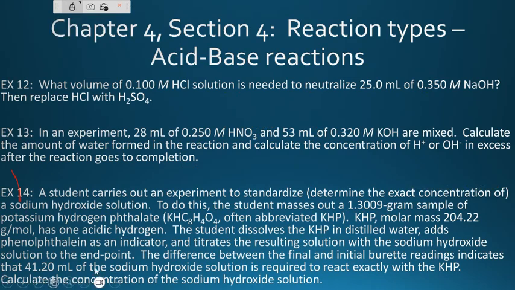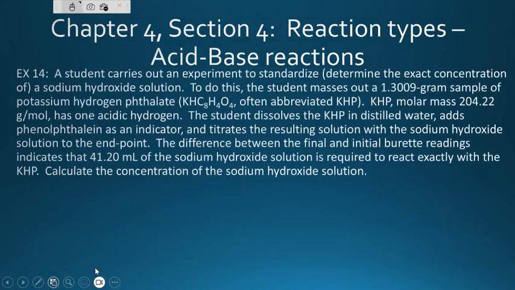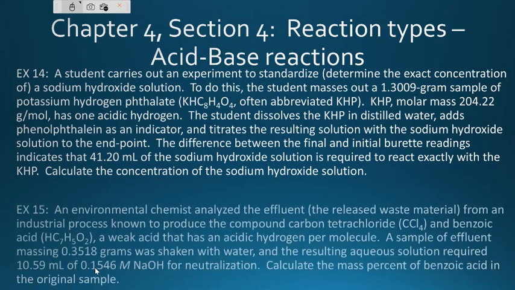Last problem. This is it. This is the last thing that we're going to be taking a look at with this chapter. We're going to be taking a look at the experiment to standard. Oops, this one we've already done. An environmental chemist then used this problem to take a look at the effluent, the released waste material out of everything. Okay, so with this we see the balanced equation.